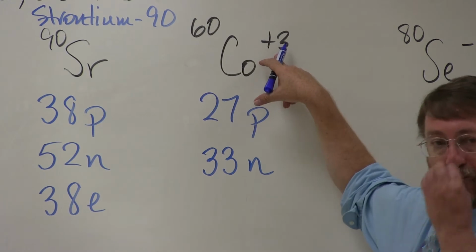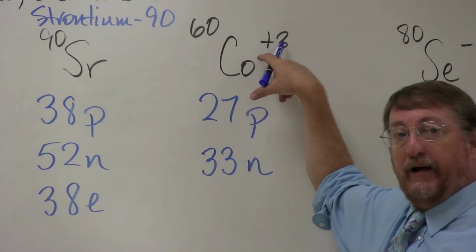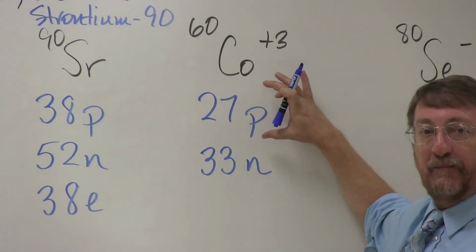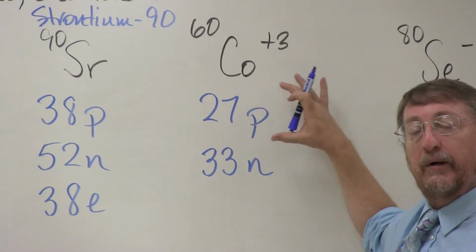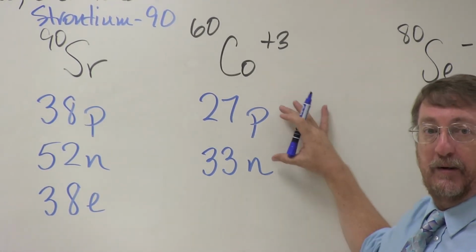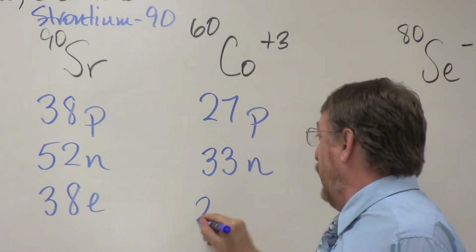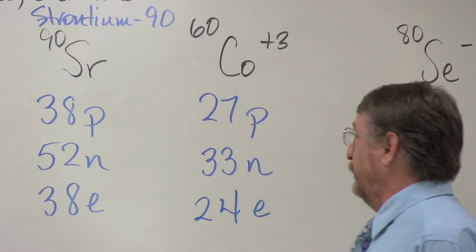Now, +3. Since I have a positive value and there's 27 positive charges in there, the number of electrons must be less than the number of protons. So I'm going to have 24 electrons.